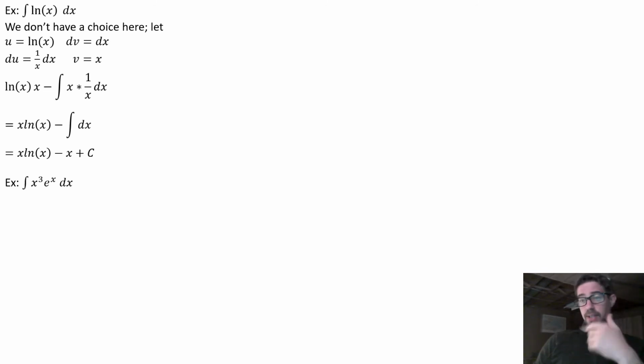Not only that, but our dv would have to be x cubed, which means we'd have to integrate that and we get x to the 4th over 4. So now the power is going up, and we don't really like that. We want the power to go down. So this is just like the first one: we pick u equals x cubed, and dv is e to the x dx.